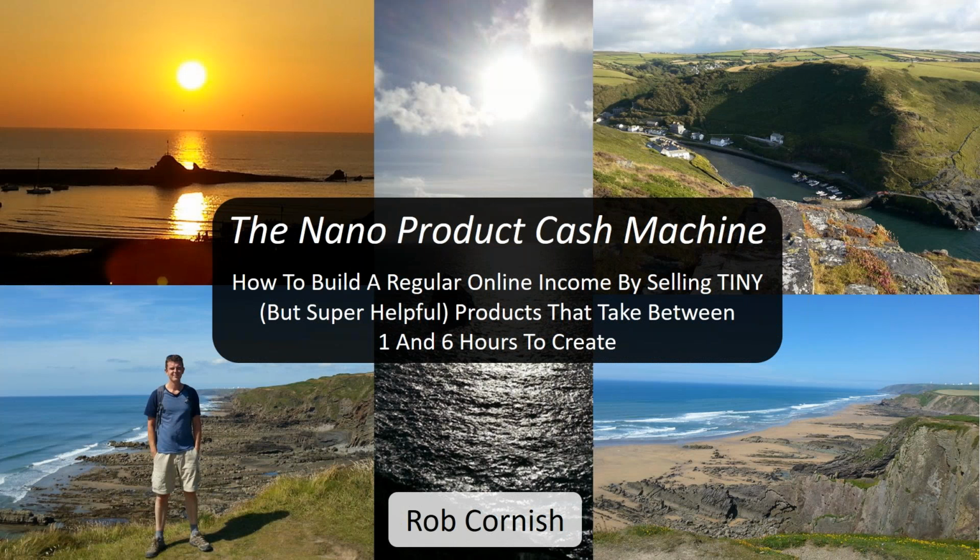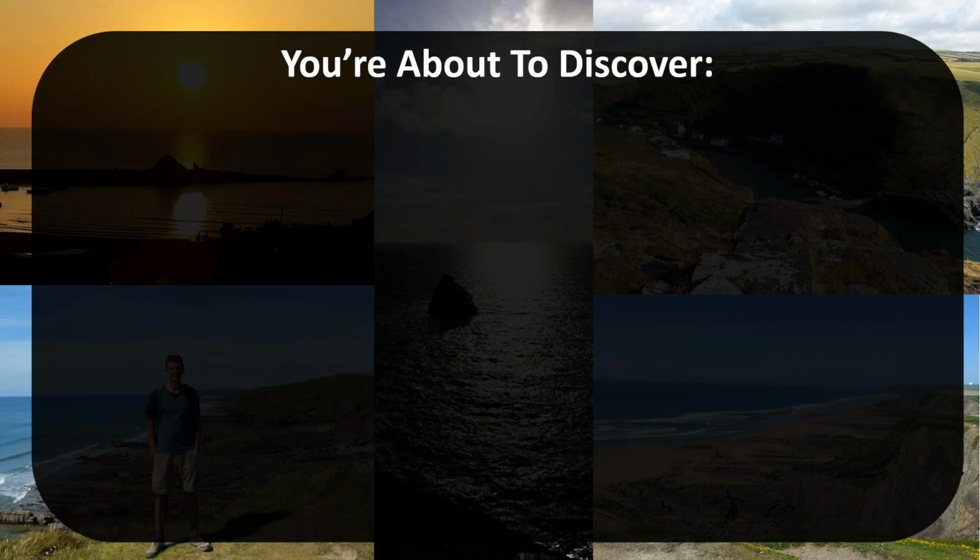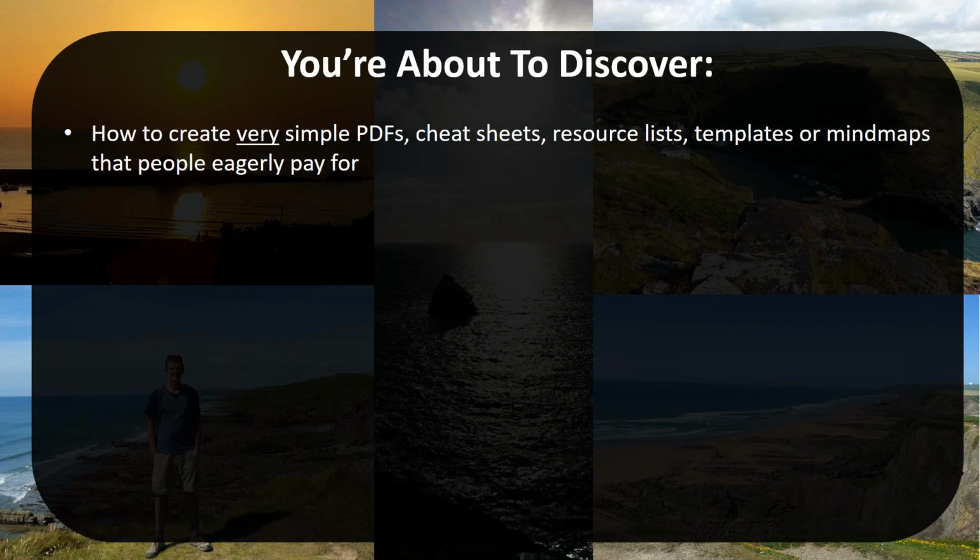And as you can see, we're going to be talking about the Nano Products Cash Machine, how to build a regular online income by selling tiny but super helpful products that take between 1 and 6 hours to create. Now, we've got a lot to get through, so let's just jump right in and have a look at what we're going to cover and what you're going to discover in this presentation.